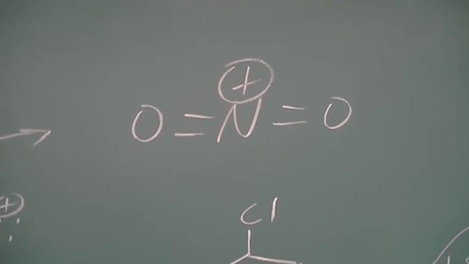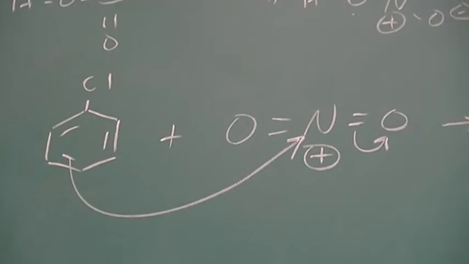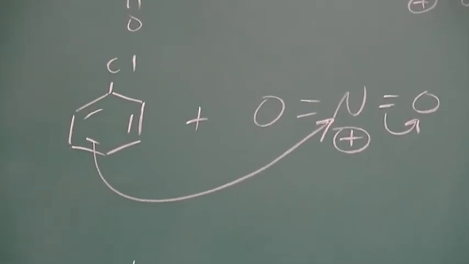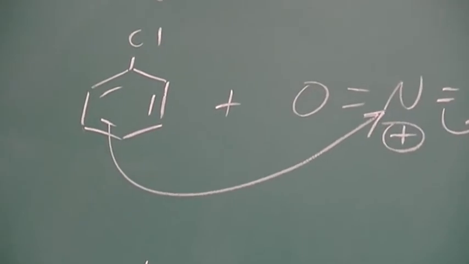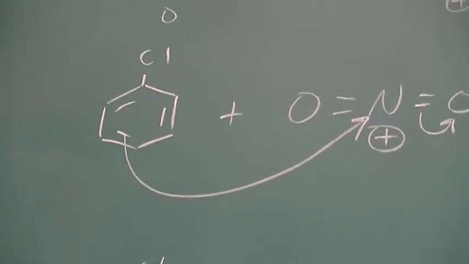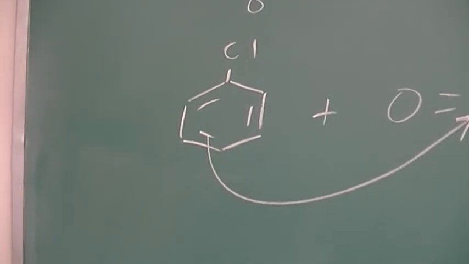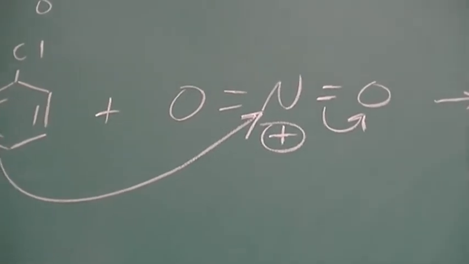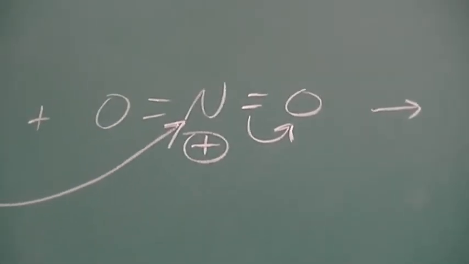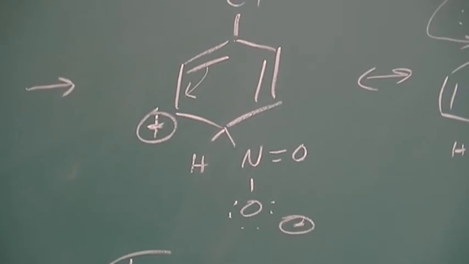And so then we're going to take our chlorobenzene and react it with this very strong electrophile. Alright, and so the first attack I'm going to show is the major product, in the para position. The pi bond of the benzene ring in the para position attacks the positive nitrogen. Electrons go to the more electronegative oxygen, and we have our sigma complex.